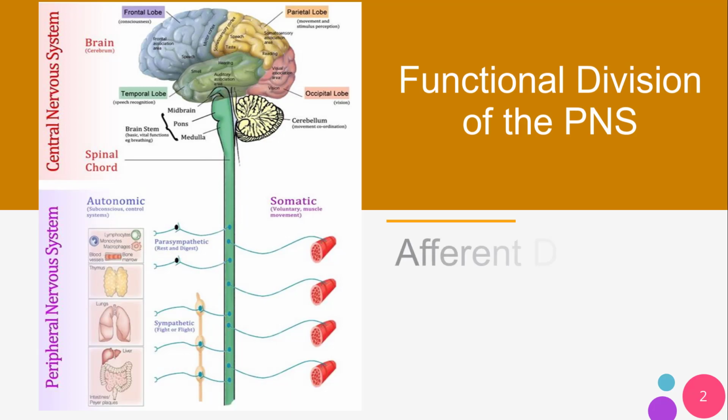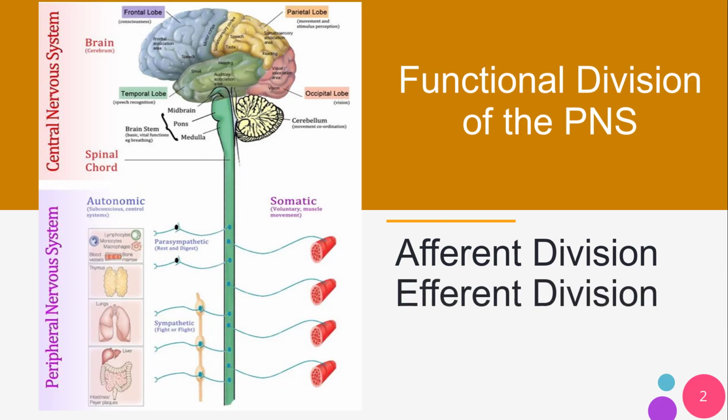The afferent division carries sensory information to the CNS, so from the receptors in peripheral tissues and organs towards the CNS, and the efferent division will carry motor commands out of the CNS, so from the CNS towards the muscles, glands, and adipose tissue. The PNS also has receptors.